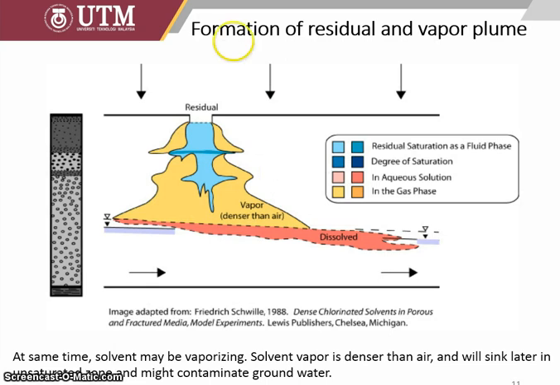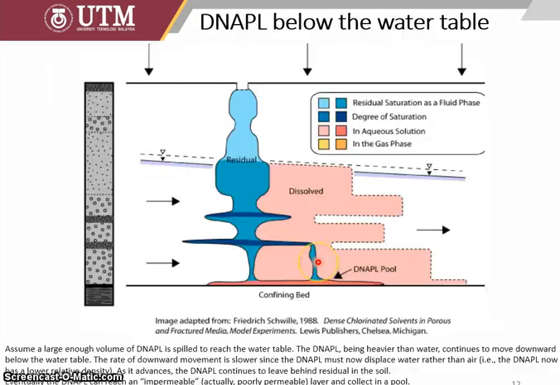Another figure. So there is a lot of vapor in here. As a solvent, the vapor is denser than air, so it will sink later into the unsaturated zone and might contaminate the groundwater. And this is the dense NAPL. It moves quite slowly, because dense NAPL must displace the water rather than the air. But it continues to move until it creates a pool.